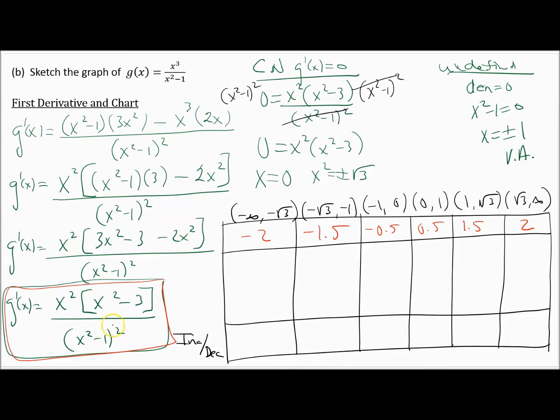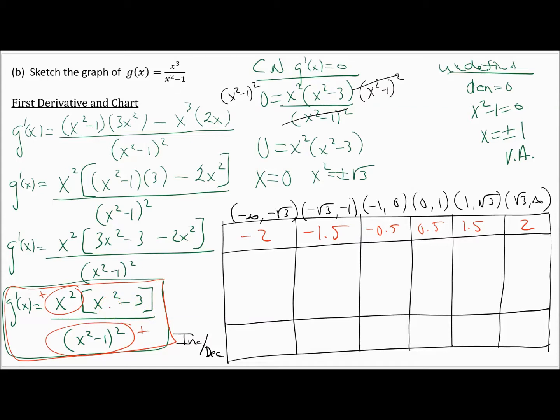Now look, this denominator is squared, so that is always positive, y'all. This right here is also always positive. What we're going to have to analyze is this part, the x squared minus 3. That could be positive or negative depending on what we plug in, okay?